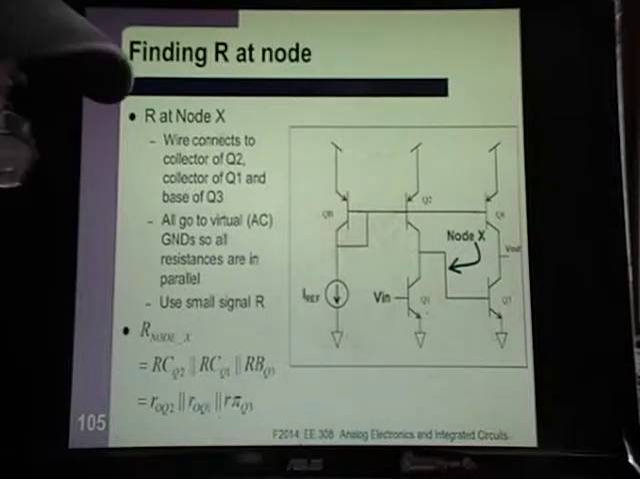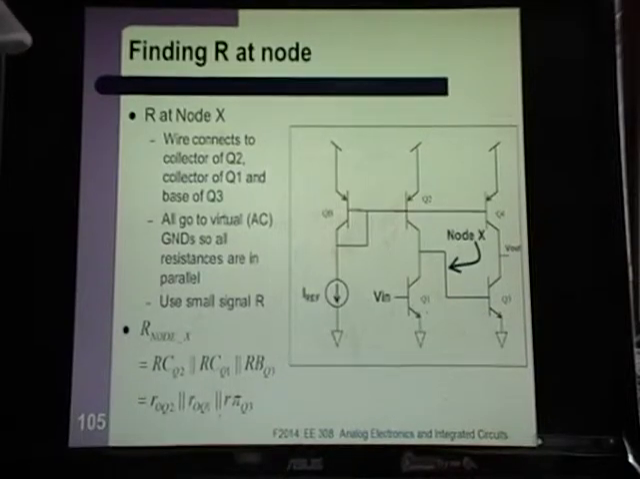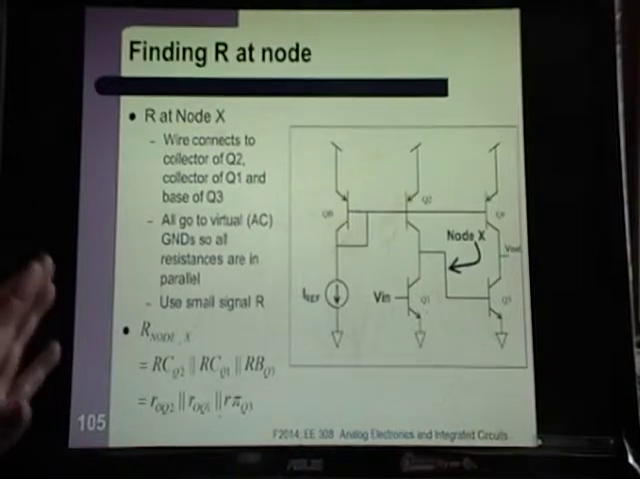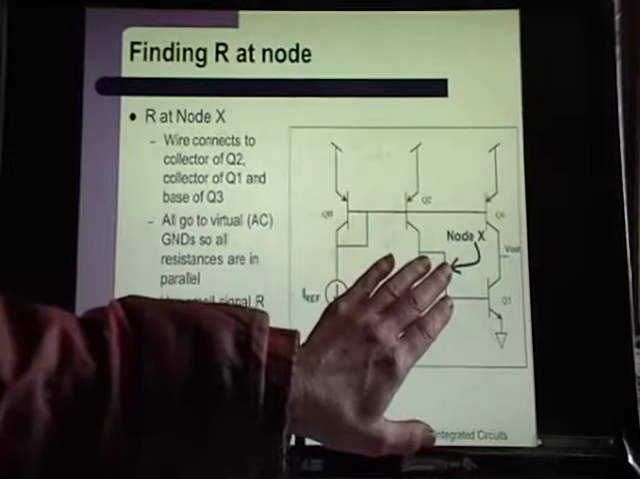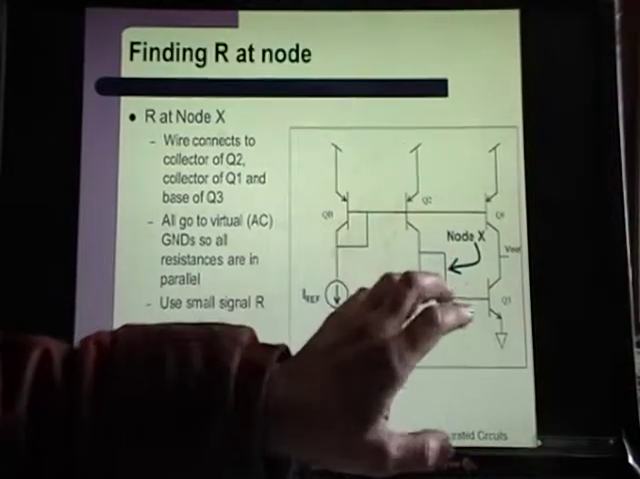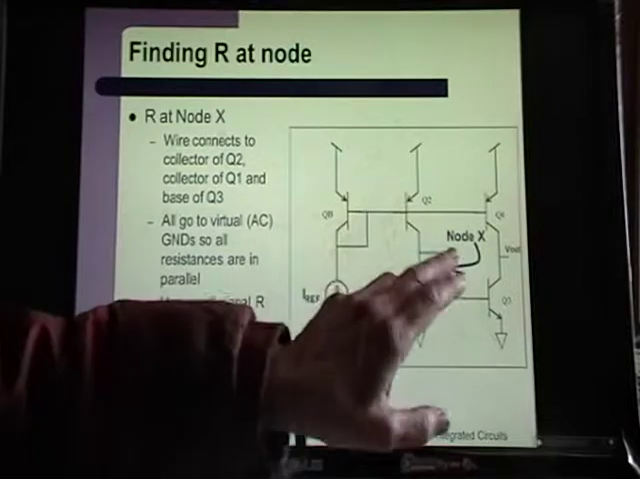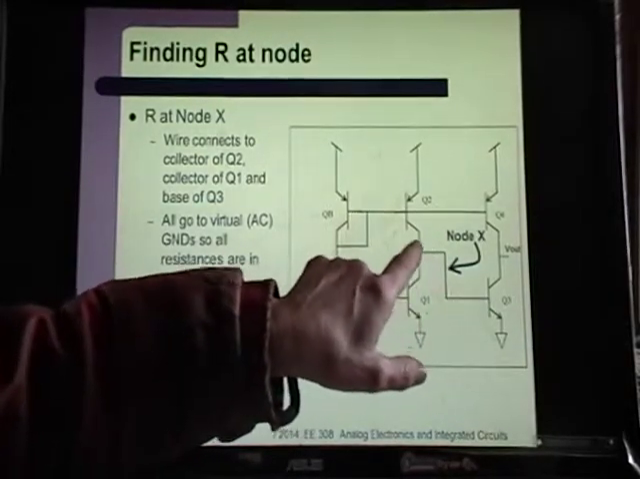Remember, we're trying to find our time constant, which needs an R and a C. I've given you all the tools to figure out what the C is. Now to find the R at a node, in the same way that you went in all directions to find your capacitance, if you're sitting on this node right here, you go in all directions.